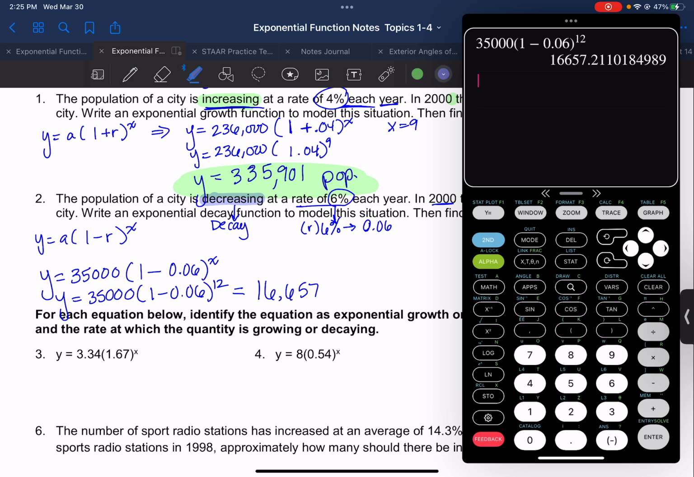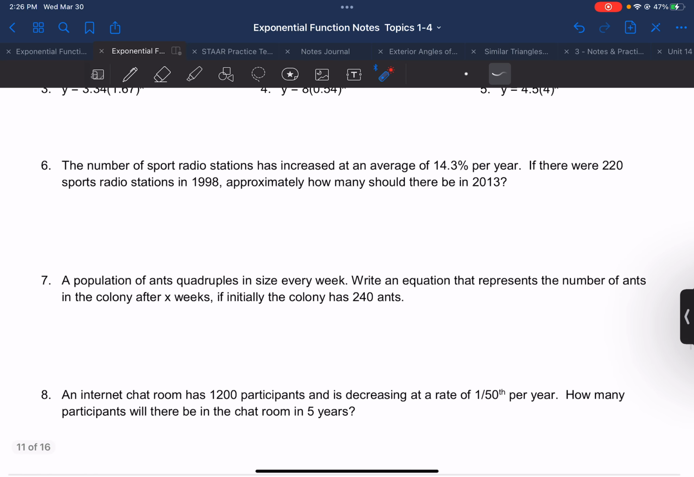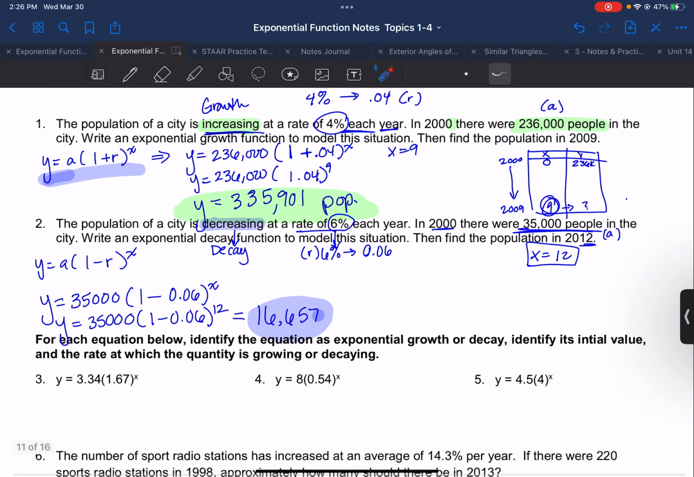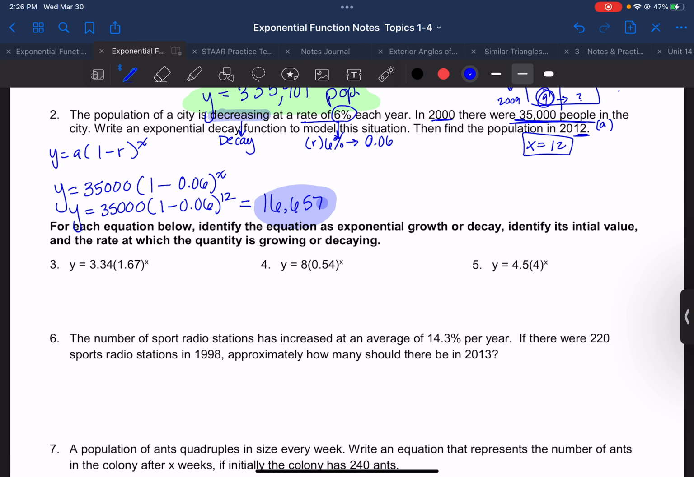All right, so that is how we use our formulas for growth, or how we use it for decay. Now, we're going to answer these few questions, 3, 4, and 5, and we'll just jump to the last one, okay? Stay with me, guys. All right, so here's what this one says. For each equation below, identify the exponential growth or decay. That's the first thing we need to do. Identify the initial value. That's the next thing we're going to do. And then we need to identify the rate. That's the third thing.